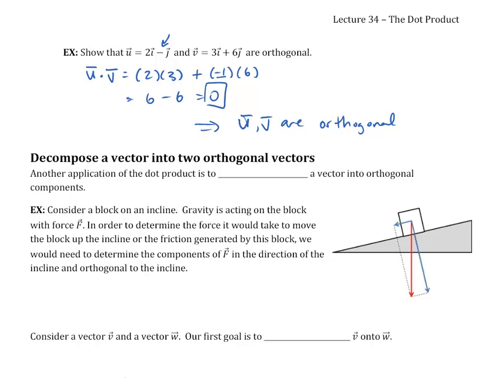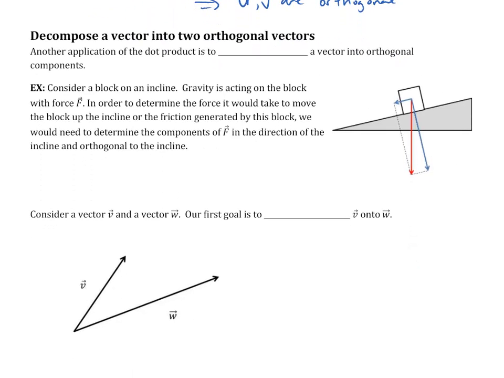The last application that we're going to look at is how we can take one vector and decompose it into two orthogonal vectors. Instead of breaking it into its components in, say, just the x and y direction, we can find two other vectors that are orthogonal to each other and find how much of the vector x is parallel to one and how much of the vector x is parallel to the other. Okay? So this is called decomposing a vector into orthogonal components.